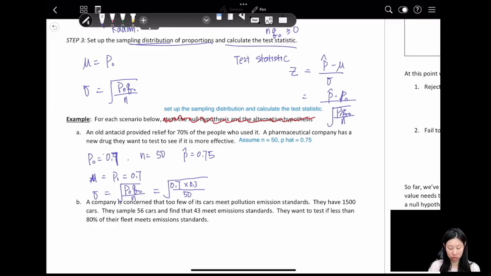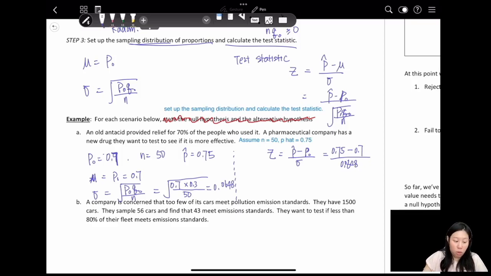Now we also need to calculate the z statistic. The z statistic is z equals p hat minus p sub 0, divided by sigma. Oh, I forgot to calculate that. You use a calculator, and you will end up with 0.0648. So what would be the z statistic? It is p hat, which is 0.75, minus 0.7, divided by sigma, which we calculated previously as 0.0648.